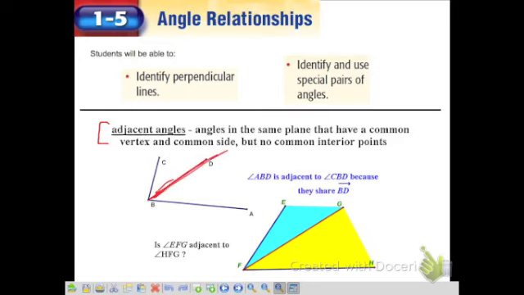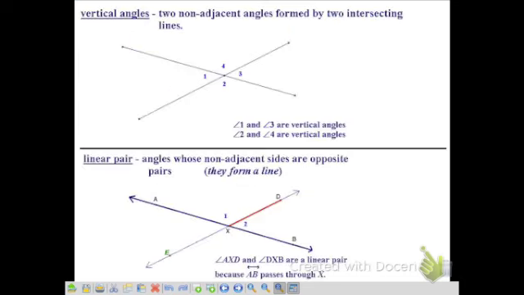But the ray that they're sharing has to be the ray in the middle. The one that they're sharing is in the middle, so that if I have the two angles, they're adjacent if the interiors do not cross. So I have a yellow angle, I have a blue angle, they don't cross and make a green angle.